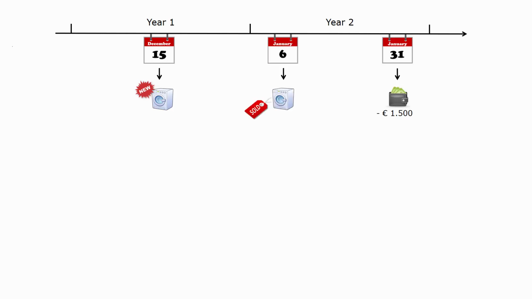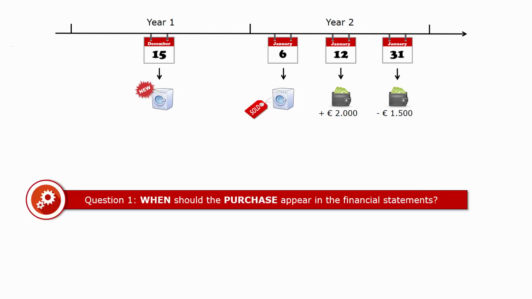The machines are sold on the 6th of January and payment of €2,000 is received from the customers on the 12th of January. Given that the months of December and January belong to different accounting periods, how should we deal with these transactions? The first obvious question is, when should the purchase of the washing machines appear in the company's financial statements?